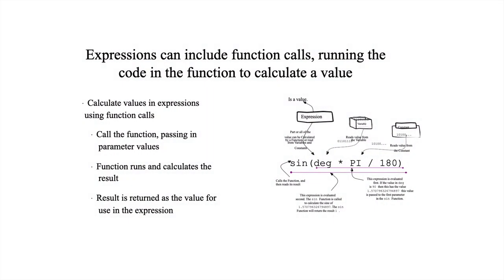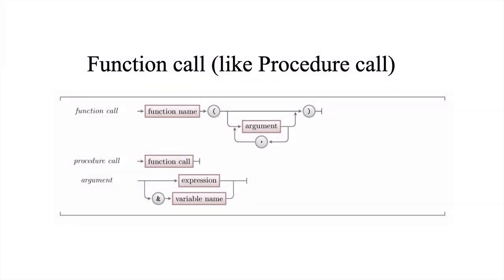Expressions can include function calls. So here we have sin, which is basically a function. So as you can see, it calculates values in an expression using a function call. Call the function passing the parameter value. So in parentheses, we define parameters for a function. Once this function takes a parameter, it processes and returns the result. A function call is like a procedure call. We define a function name followed by parentheses, which takes arguments.